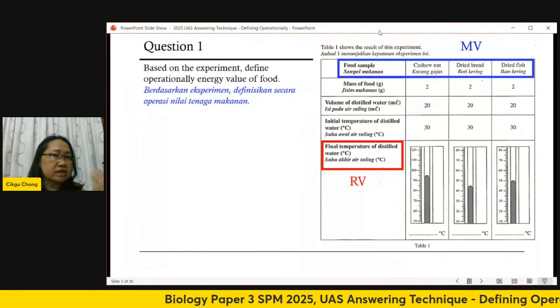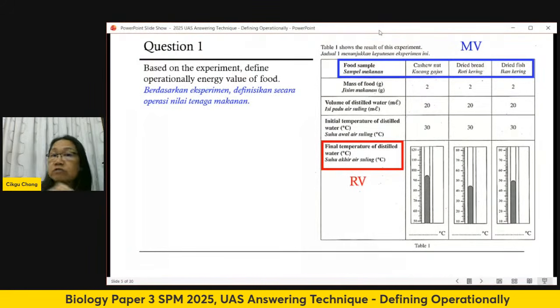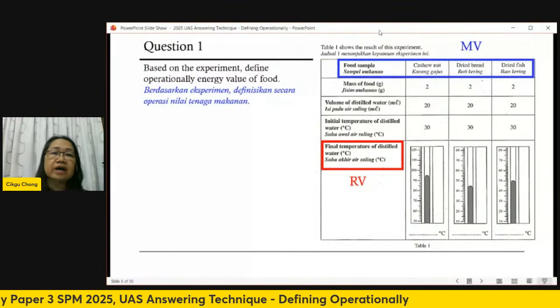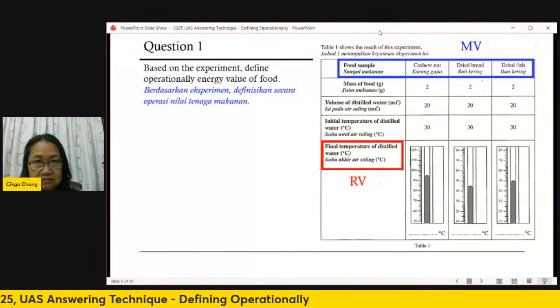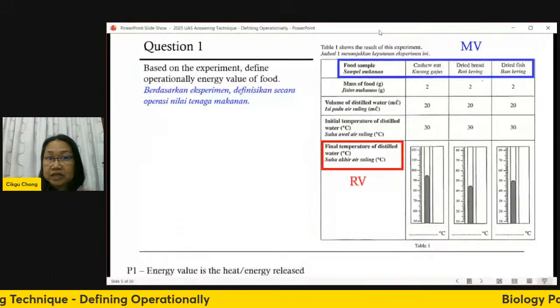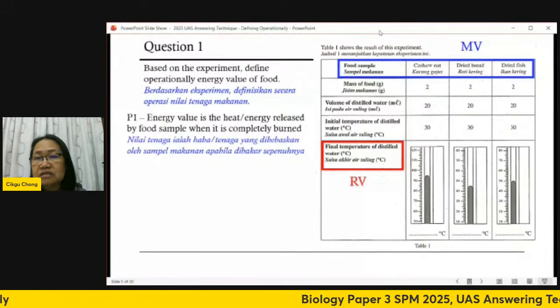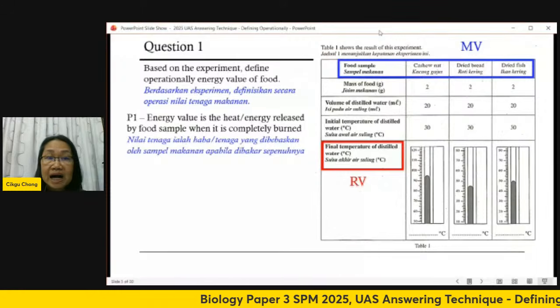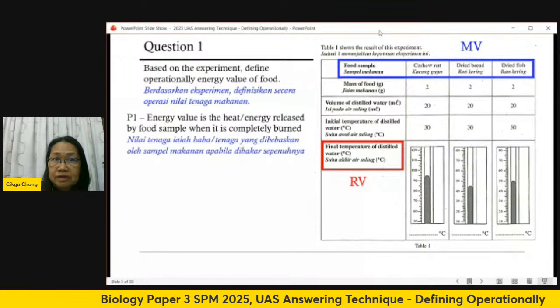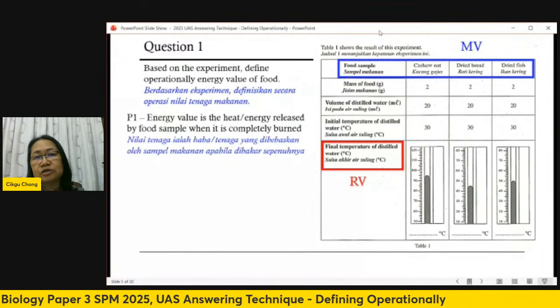They ask you what is the energy value of food. So you start your sentence with: energy value of food is what? It is the heat or the energy that is released by a food sample when it is completely burned. This one is from theory.